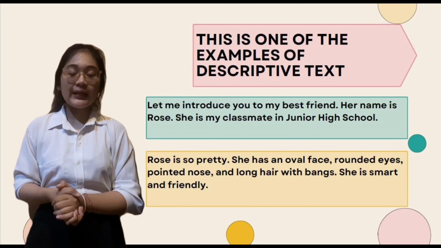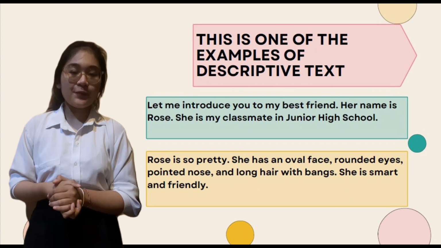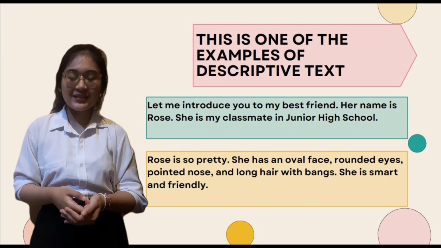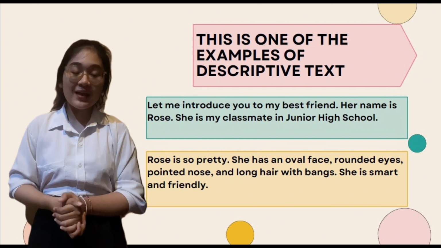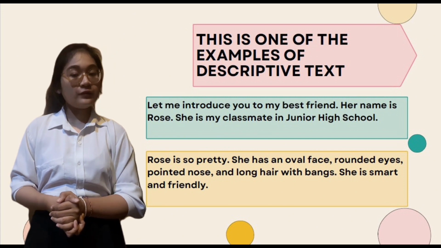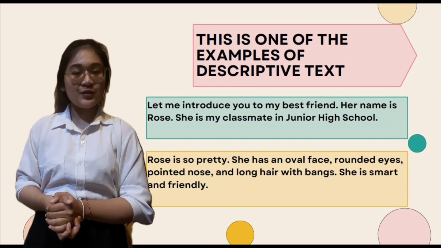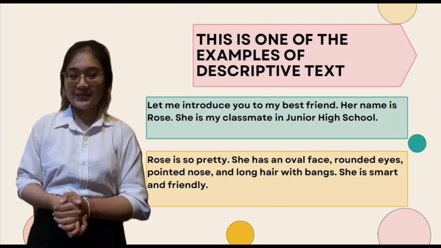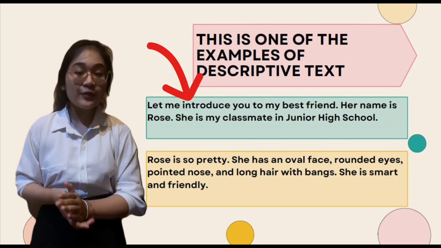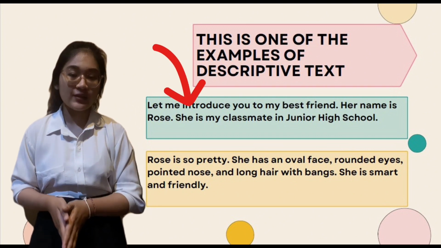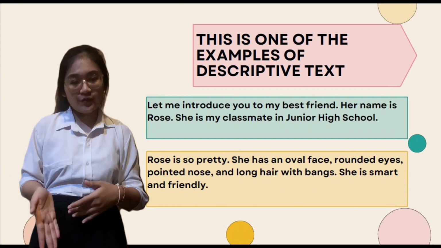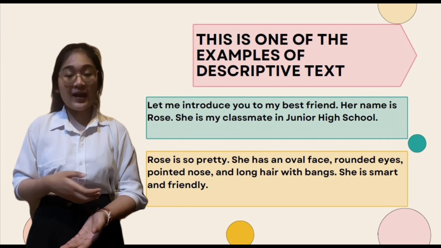As you can see on the screen, this is one of the examples of descriptive text. Let me introduce you to my best friend. Her name is Rosie. She is my classmate in junior high school. Rosie is so pretty. She has an oval face, rounded eyes, pointed nose, and long hair with bangs. She is smart and friendly. This part, the green one, we call identification, which contains a general explanation such as her name is Rosie, she is my classmate in junior high school.